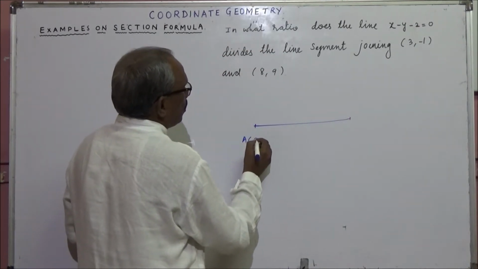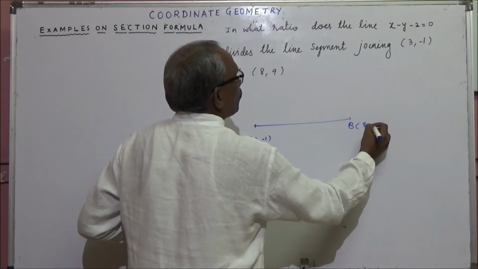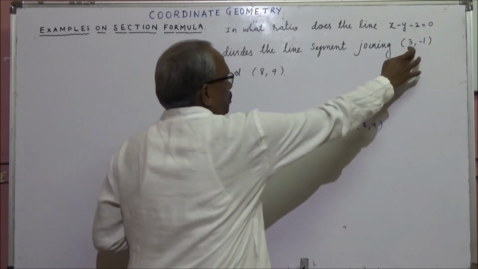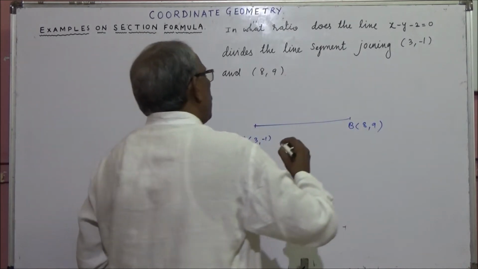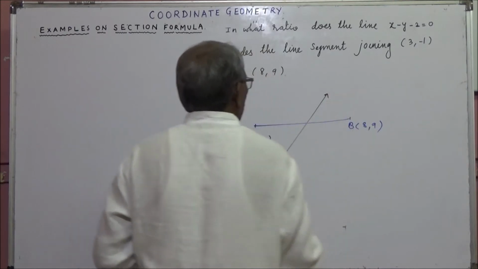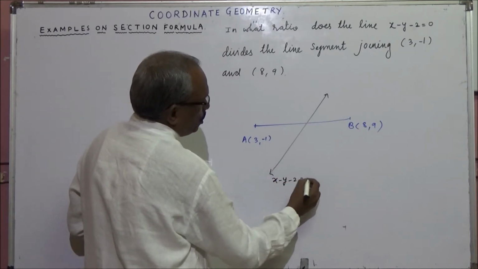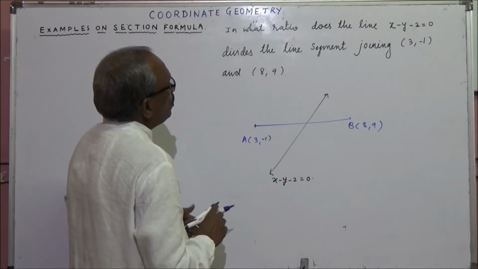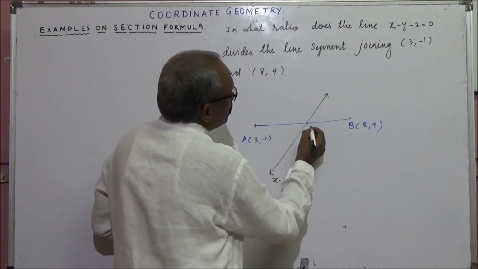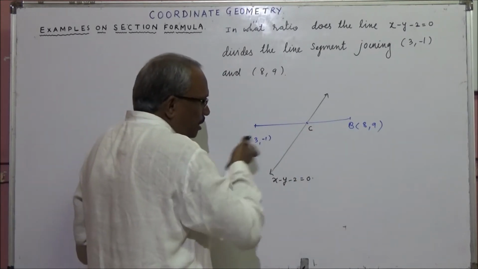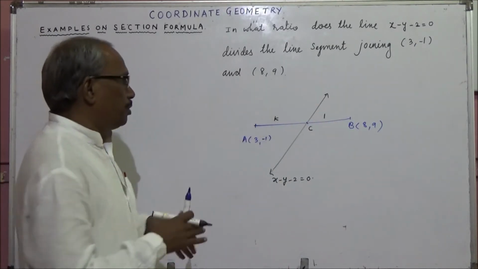Suppose this is given line segment AB, whose coordinates are, suppose this is line segment joining these 2 points 3 comma minus 1, 8 comma 9, and there is a line. Suppose this is a line, equation is given here, x minus y minus 2 is equal to 0. So in what ratio is it intersecting here? Suppose this is C point which divides AB in k is to 1 ratio. So we have to calculate this ratio.